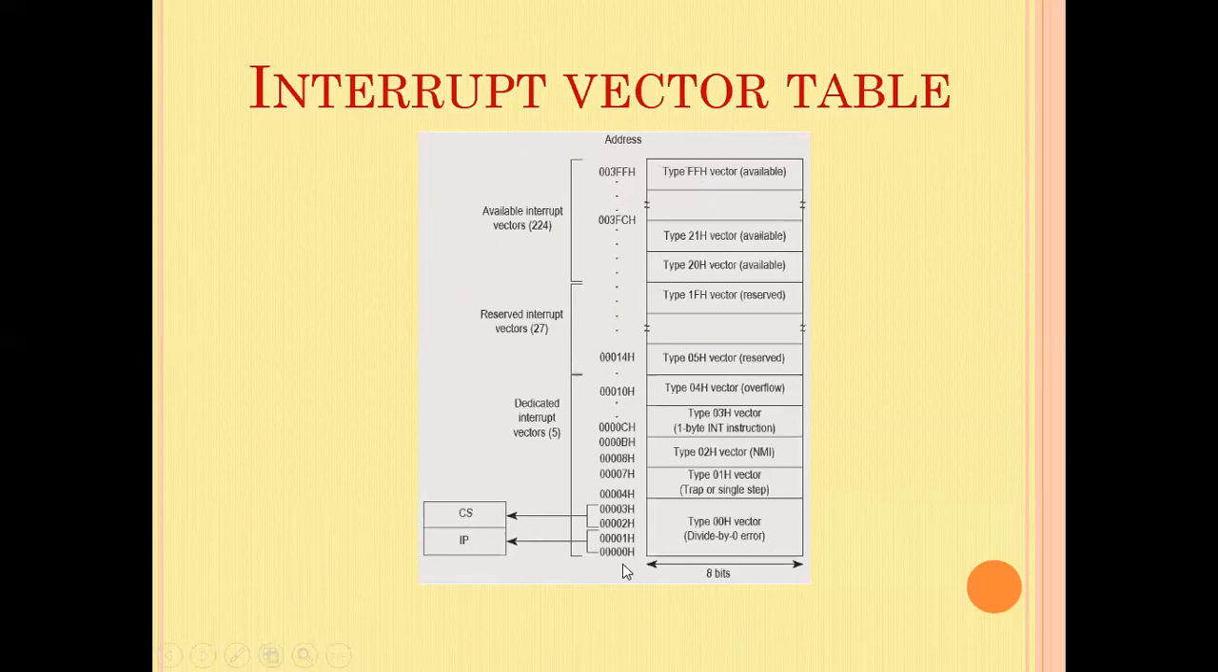You can observe for type 00, 00000 and 00001 are allotted for preserving the IP value, and 00002 and 00003 for preserving the CS. Similarly, for each and every interrupt, 2 bytes for the IP and 2 bytes for the CS are going to be allotted.